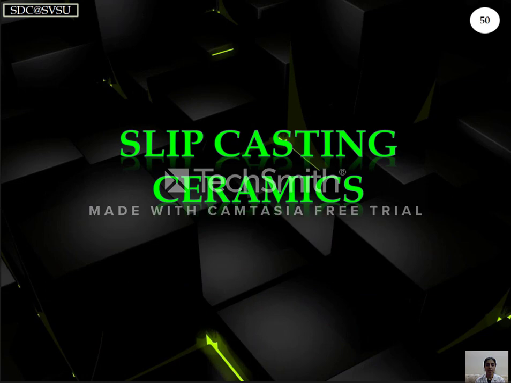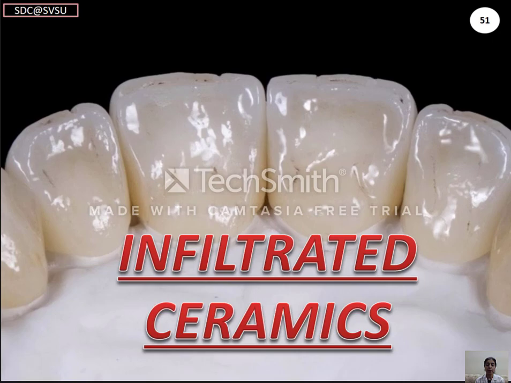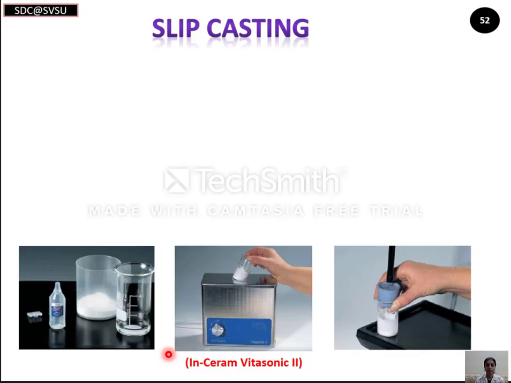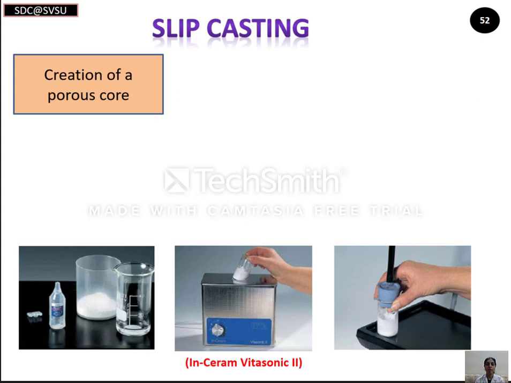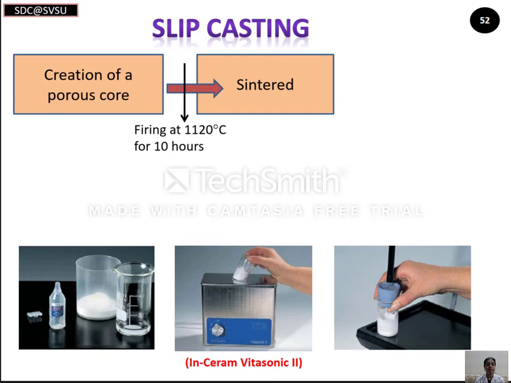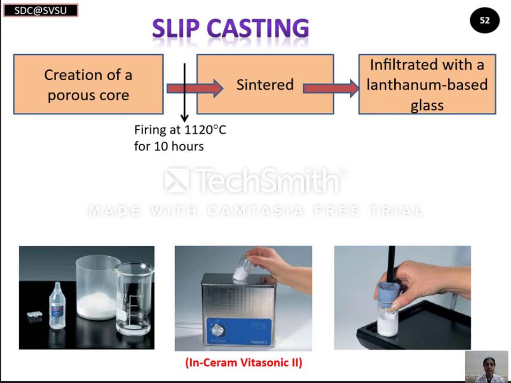Slip casting ceramics. Infiltrated ceramic systems are included under this. In slip casting, first there is creation of a porous core, followed by firing at 1120 degrees Celsius for around 10 hours, which is then sintered. Sintering is defined as a process of heating closely packed particles to form a coherent mass. After that, it is infiltrated with a lanthanum-based glass and two phases are obtained, a glassy phase and a crystalline phase.